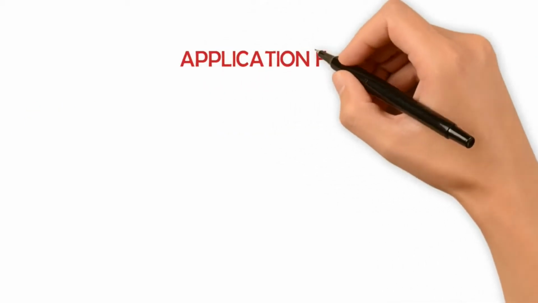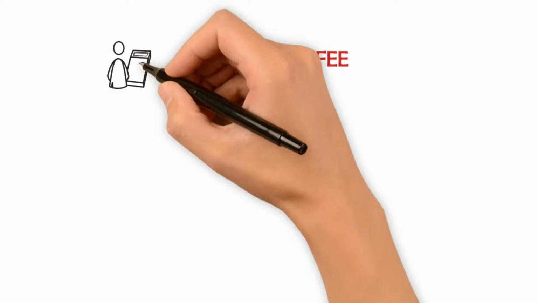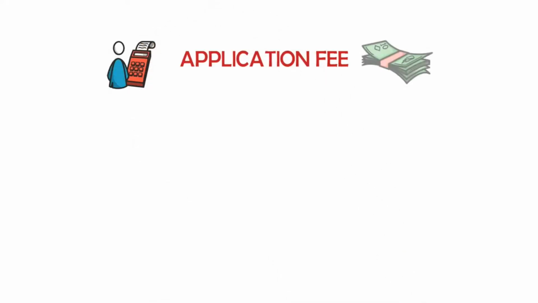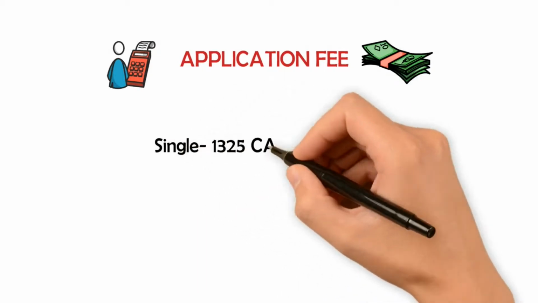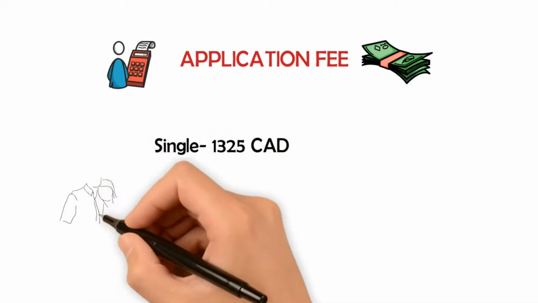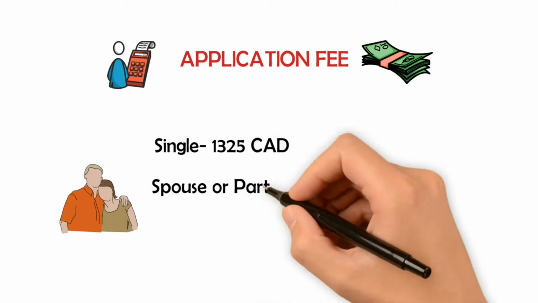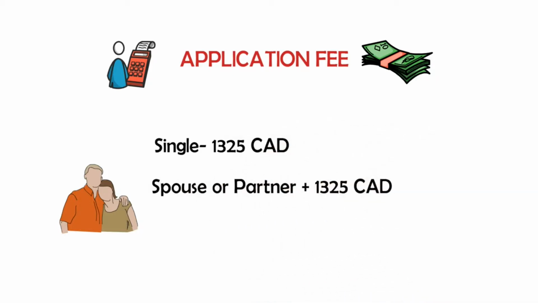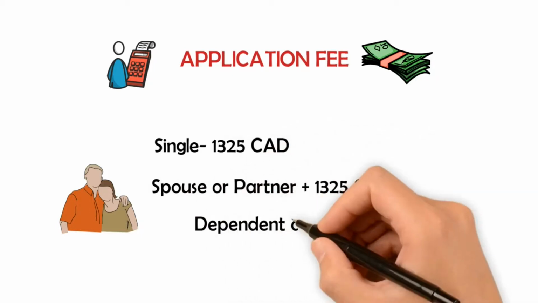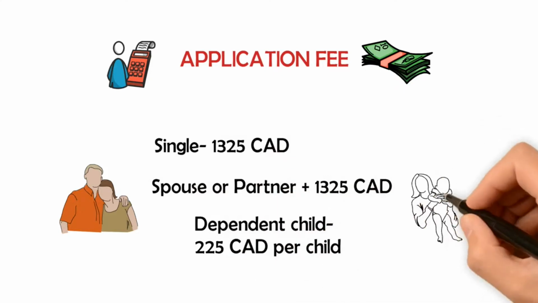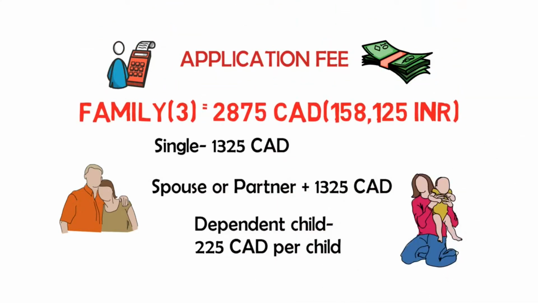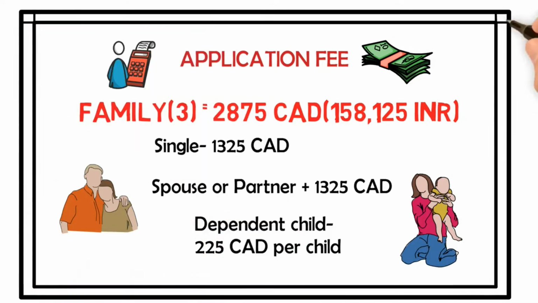When you're submitting the documents for your PR application, you also need to pay the processing fee for the application. Currently, it is 1325 Canadian dollars for one person. If the spouse is included, then it is an additional 1325 Canadian dollars and 225 for each child. So for a family of 3, it is 2875 Canadian dollars. This amount is subject to change anytime by the government.